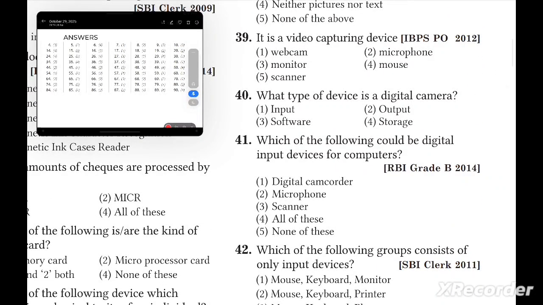Next question. It is a video capturing device. First, webcam. Second, microphone. Third, monitor. Fourth, mouse. And fifth, scanner. The correct answer is first, webcam.